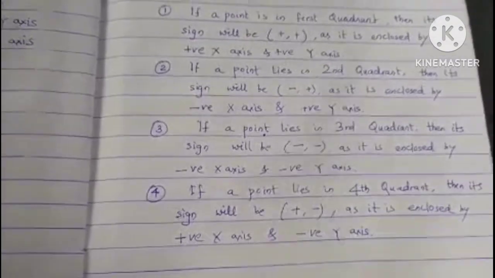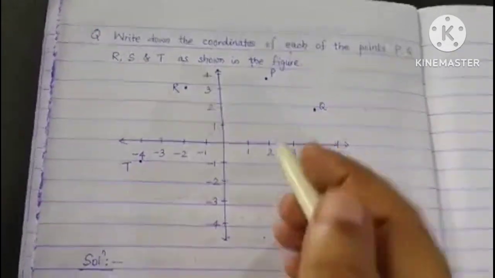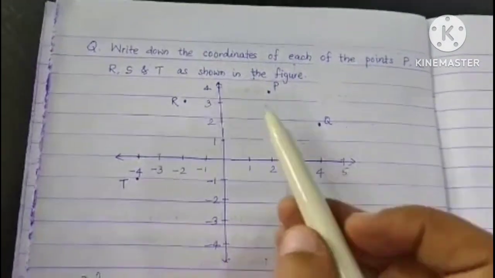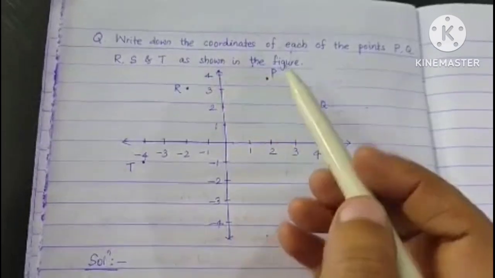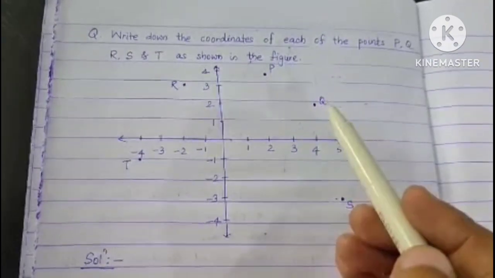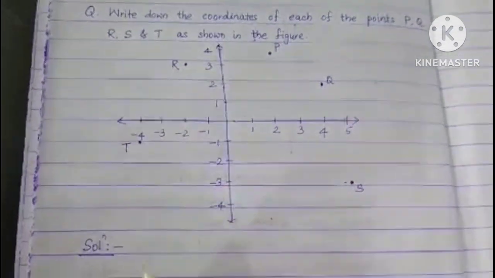Okay, so let's solve one problem. This will give a clear understanding of the whole chapter. Write down the coordinates of each of the points P, Q, R, S and T as shown in the figure. Here it is point P, here it is point Q, here it is point R, here it is S, here it is T. So we'll solve it.